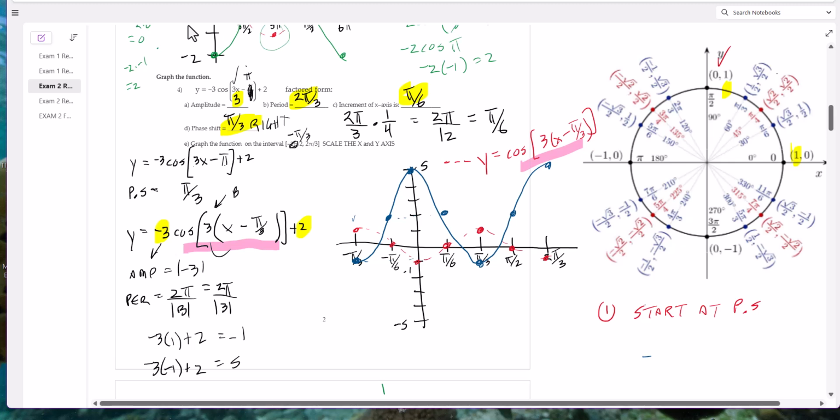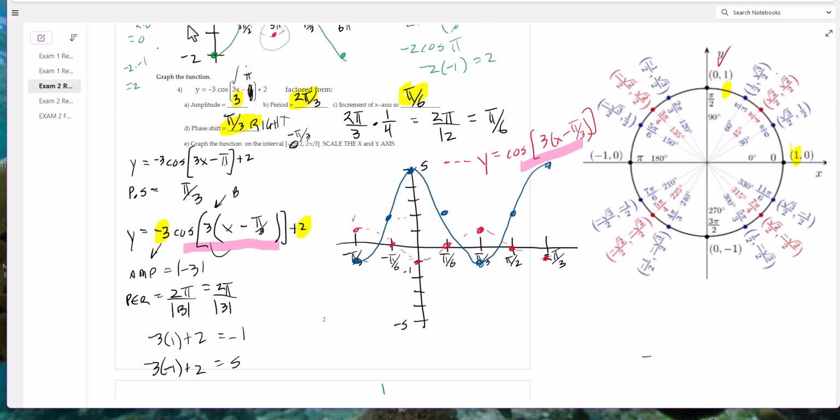I'm going to do one more thing on this problem. I'm going to do a check one more time. I don't care which point you pick. I'm going to pick 0, I guess. Okay, so I'm going to say x equals 0. Go back to the original problem if you want to. That's what I'm going to do. Is just go y equals negative 3 cosine 3x minus pi plus 2. And I'm going to replace x with 0. So I'll get negative 3 cosine 3 times 0 minus pi plus 2. That will give negative 3 cosine negative pi plus 2.